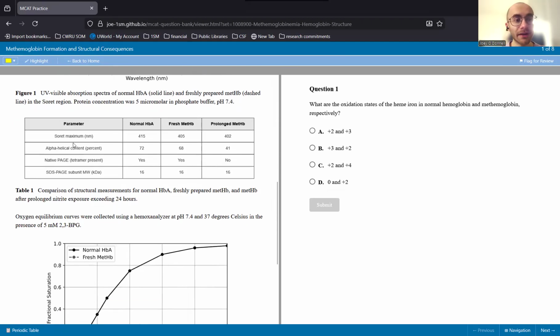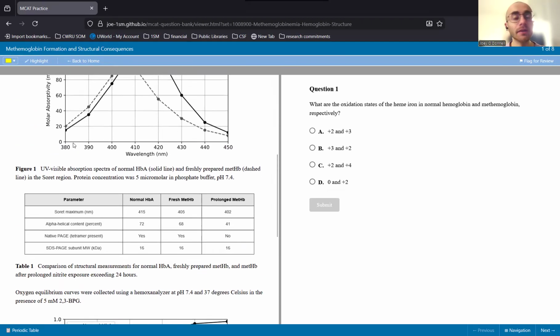So here we're given a Soret maximum. Again, I don't know what that is. I don't need to. They're just trying to freak me out with unfamiliar terms. Alpha helical content, that's just some indication of how it's folded. Native PAGE, they tell you what they're looking for, presence or absence of a tetramer, right? And then SDS-PAGE, they tell you some molecular weight in kilodaltons.